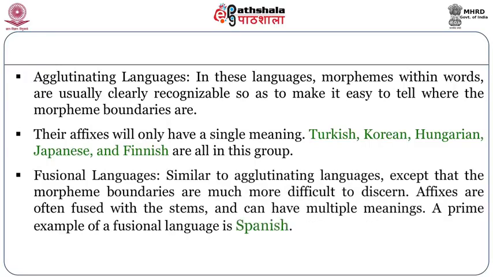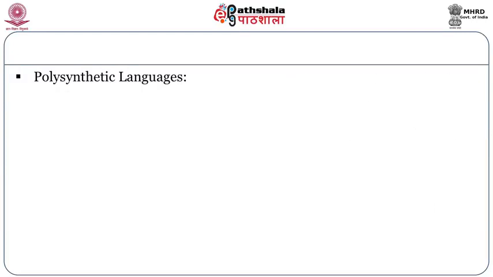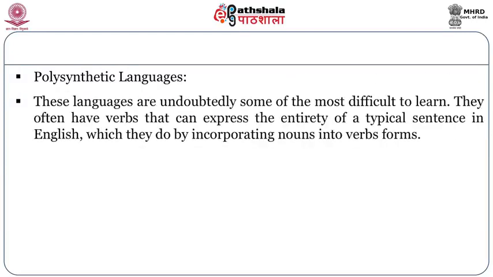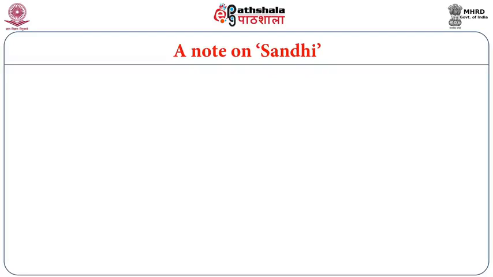Then we have fusional languages, similar to the above-mentioned languages, except that the morpheme boundaries are much more difficult to discern. Affixes are often fused with the stems and can have multiple meanings. A prime example of a fusional language is Spanish. Then we have polysynthetic languages. These languages are undoubtedly some of the most difficult to learn. They often have verbs that can express the entirety of a typical sentence in English, which they do by incorporating nouns into verb forms.